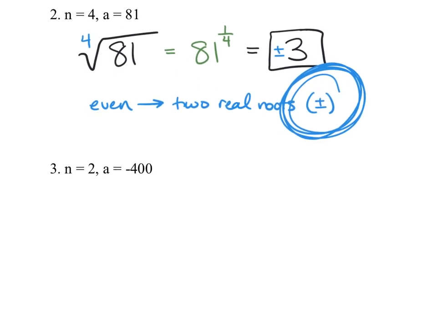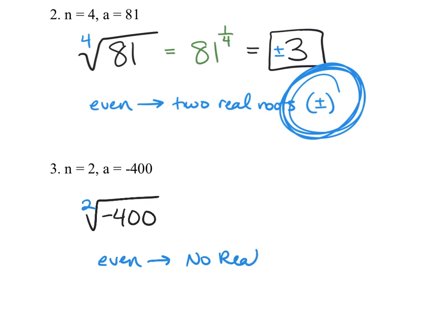What is the index for question 3? The little number. 2. What's the number inside the radical? -400. Okay. What kind of index do we have? Is it an even or an odd number? Even. Okay, even is the one I have to think about for a second. What kind of number is inside the square root? Negative. Am I allowed to take an even root of a negative number? No, which means we're going to say that this has no real roots. And that's actually the answer. No real roots.